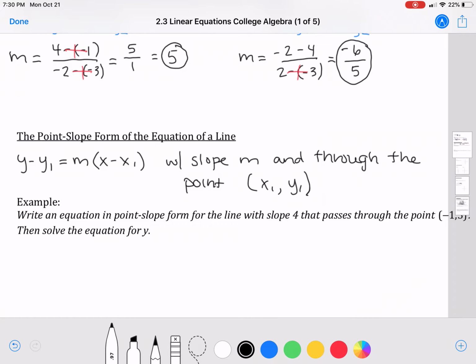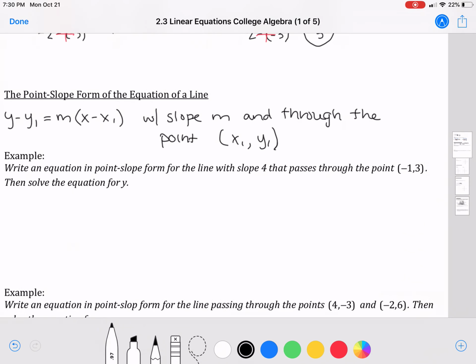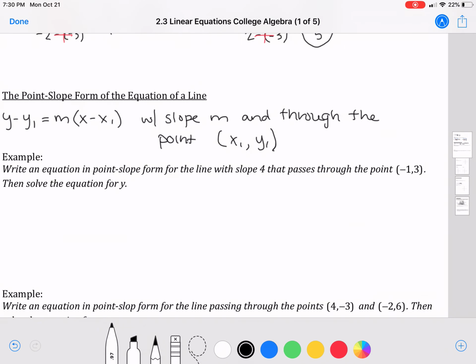So our example for point-slope form, we want to write an equation in point-slope form for the line with slope 4. So right there, that tells us that m equals 4, and passes through the point negative 1, 3. So I'm going to go ahead and label this point as our x1, y1. So for point-slope form, we're going to have y minus our y1, which is 3, which equals our slope 4, times the quantity x minus x1, which is negative 1.